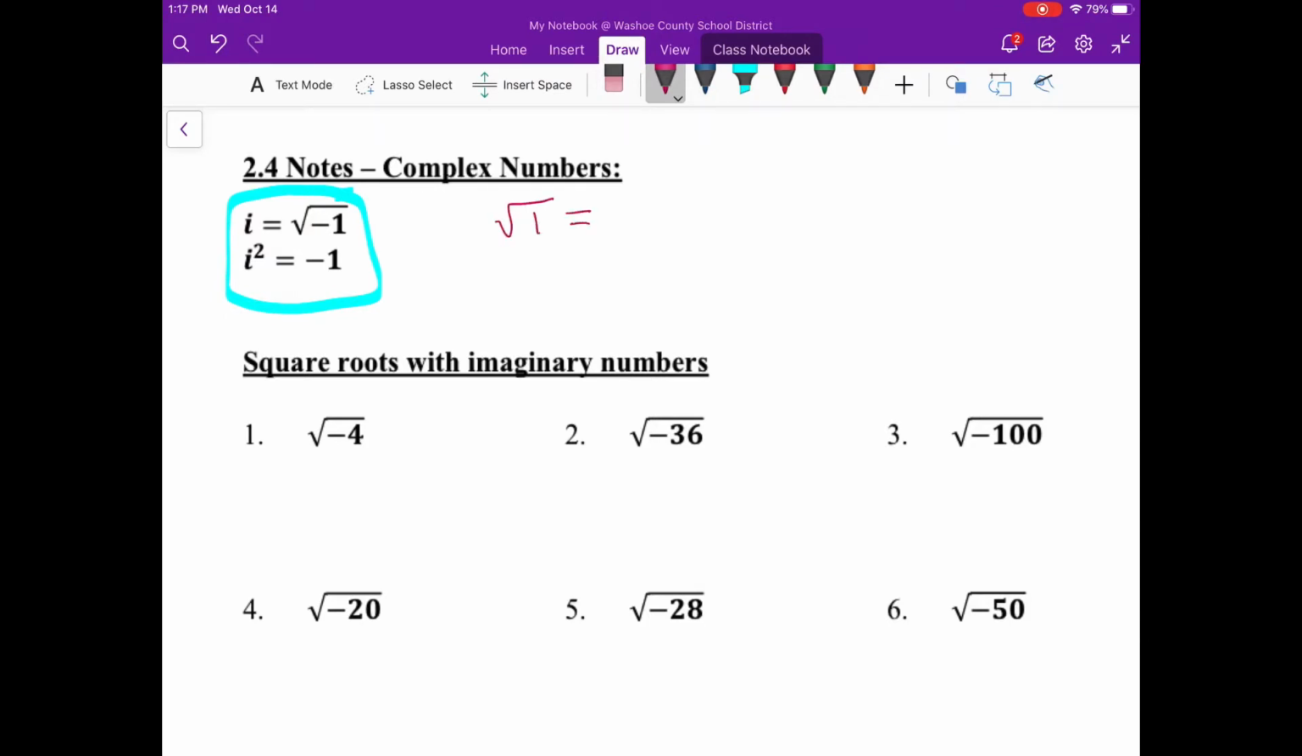So normally, the square root of 1 would just be 1. But when there's a negative on the inside, that's a special complex number called i for imaginary, okay?